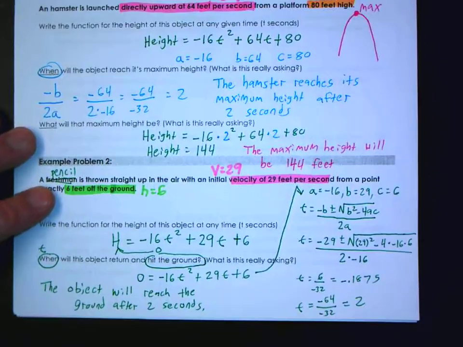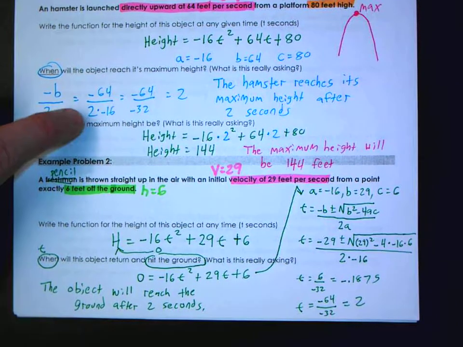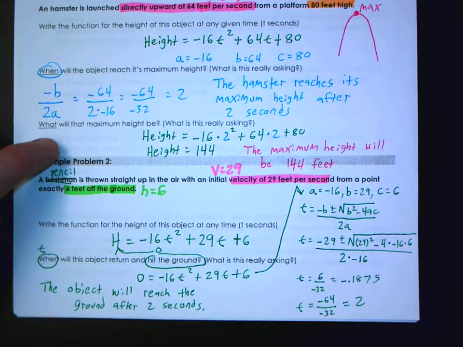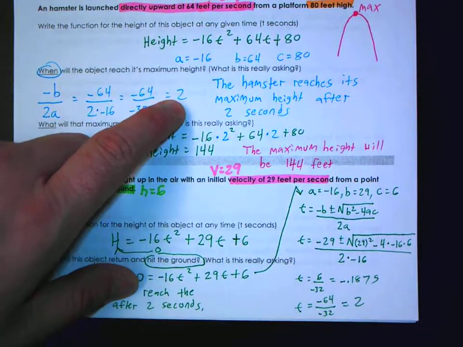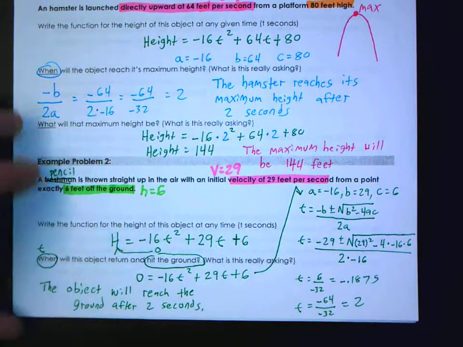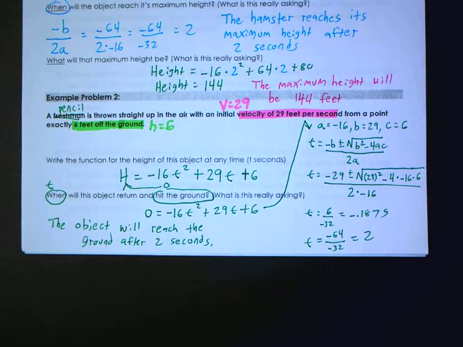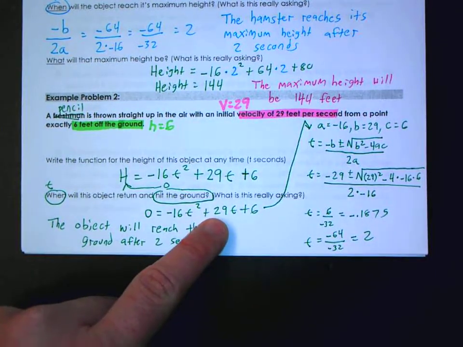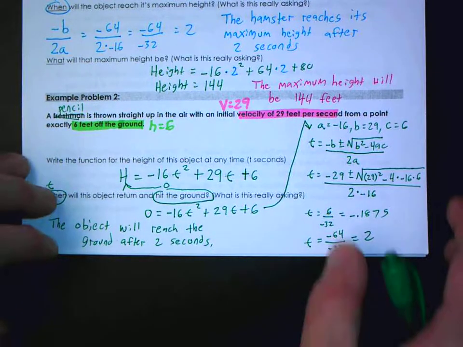So, just to review, when it says at what time or when will it reach its maximum height, use negative b over 2a. If it says what will that maximum height be, that's when you plug this value back into the equation. And if they say when does it hit the ground, that's when you set it equal to 0. And there are a couple problems where instead of a positive 29, it might be negative 29 because you're throwing something down. So it'd be negative 29t, not plus 29t, or whatever the velocity is.